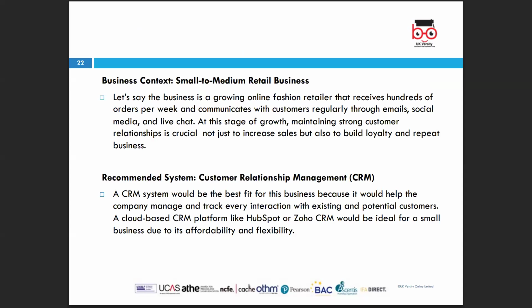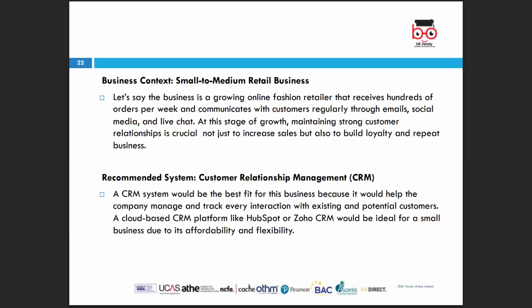In this business context, a small to medium retail business, we see a growing online fashion retailer that receives hundreds of orders per week and communicates with customers regularly through emails, social media, and live chat. At this stage of growth, maintaining a strong customer relationship is crucial, not just to increase sales, but also to build loyalty and repeat business.